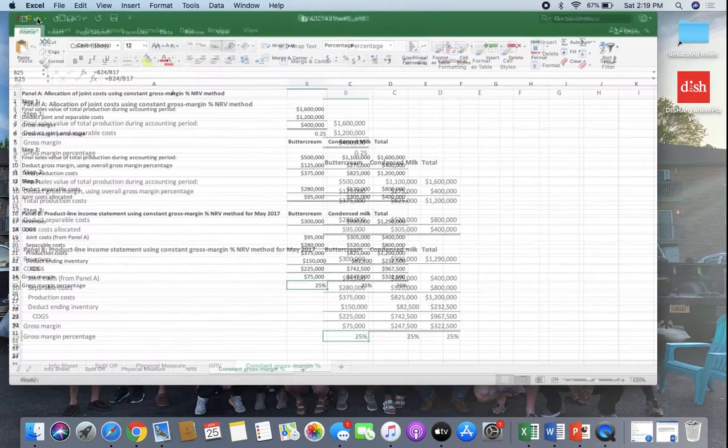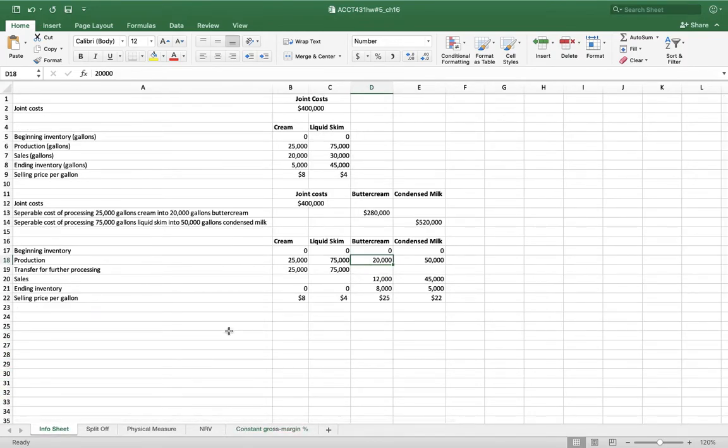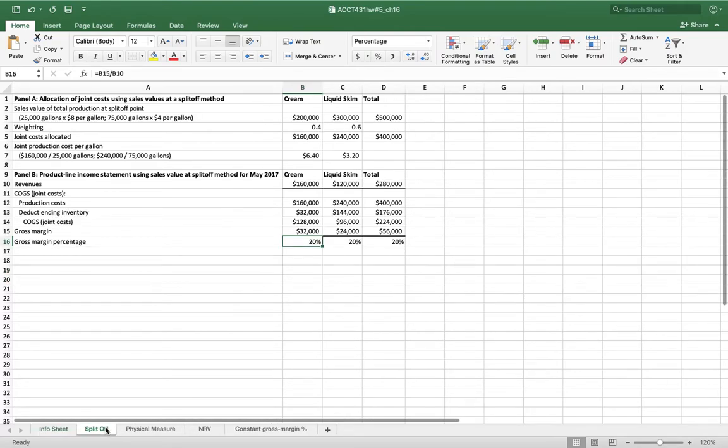Now here is the Excel that goes along with chapter 16. The info sheet just kind of gives us information from the book with joint costs, beginning inventory, sales, ending inventory, and then joint costs for different products, separable costs, beginning inventory, production, sales, selling price per gallon, among other things. The first example is the split-off method, and I'll be referring to just the cream in this video because you compute the cream and liquid skim the same way, so we don't need to do both of them.